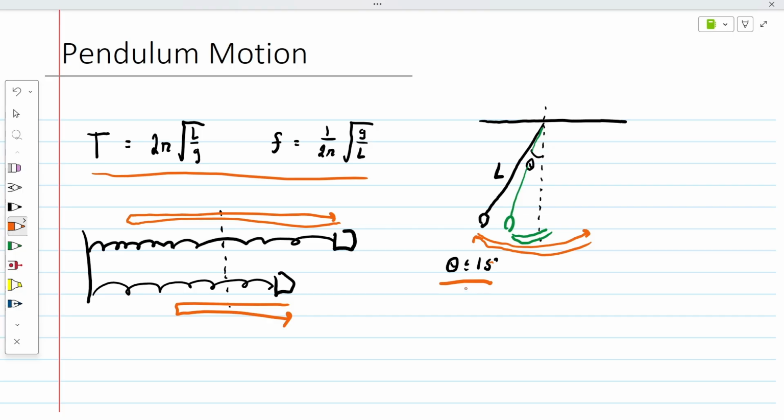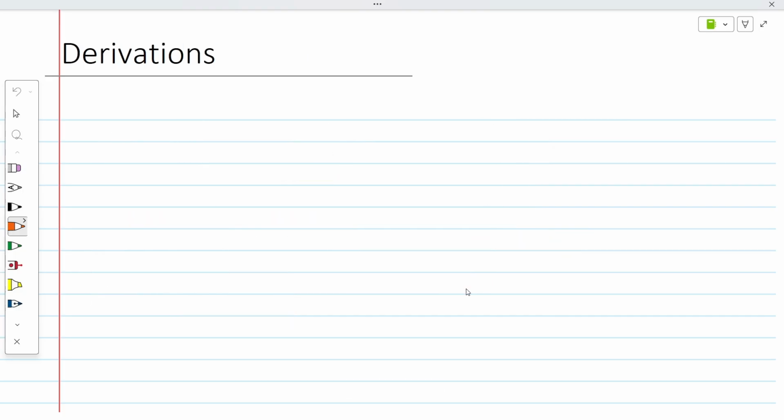Okay, so let's do these derivations. Let's start by trying to derive an equation for the period of a spring going back and forth. Remember, what we're trying to find here is if we had a spring, let's just say on level ground to make this easier, and it stretched out some distance, which we'll find out doesn't matter, how long would it take to go down and back? That's what we're trying to figure out.